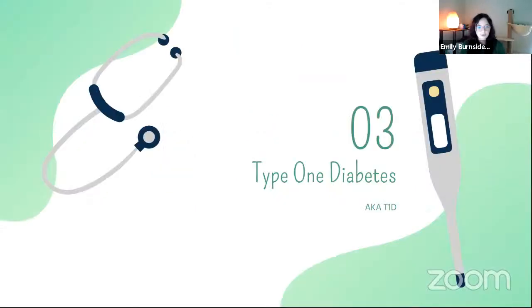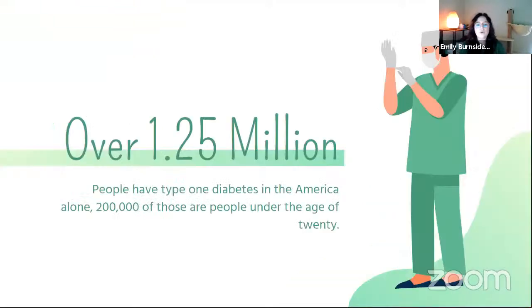So now we're going to be moving into the bulk of our presentation, type 1 diabetes. Just a little overview. Over 1.25 million people have type 1 diabetes in America alone. 200,000 of those people are under the age of 20.